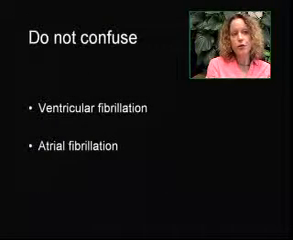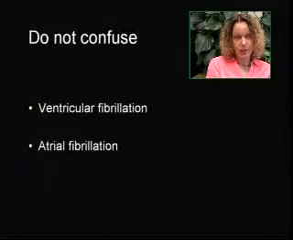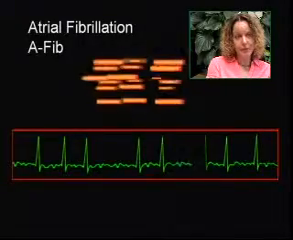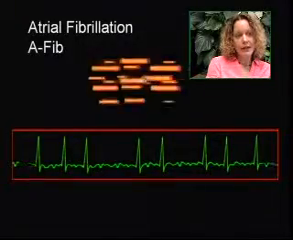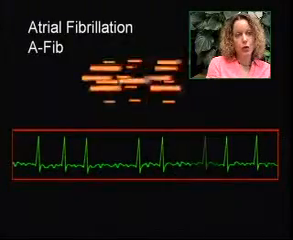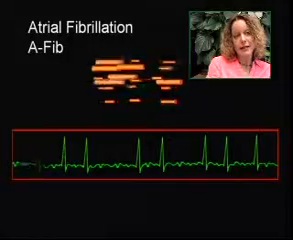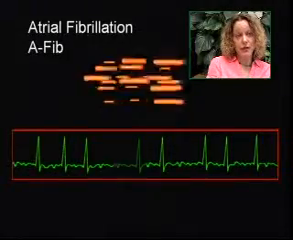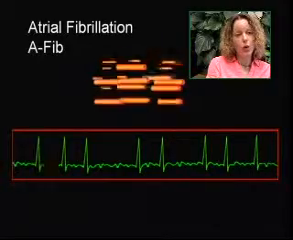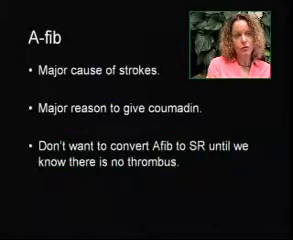So do not confuse ventricular fibrillation with atrial fibrillation. Atrial fibrillation is depicted here. And what's happening is that the atria are not contracting in a uniform fashion. We see that there are not P waves occurring uniformly before each QRS complex.